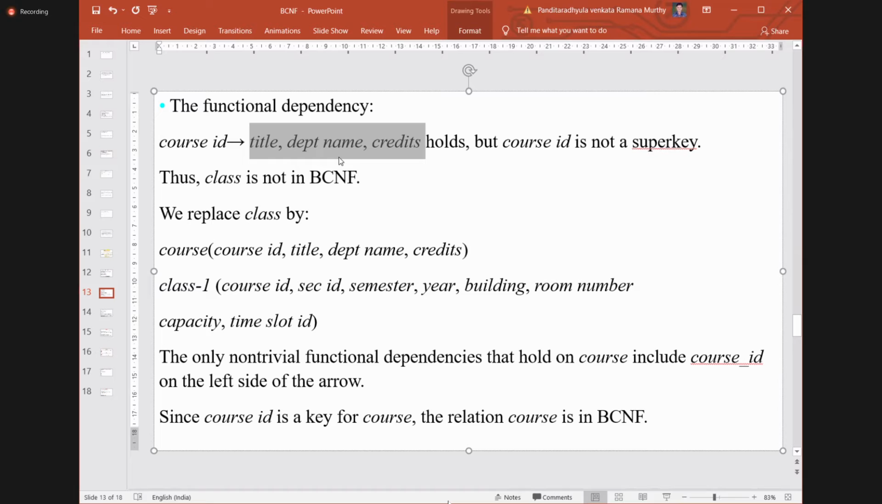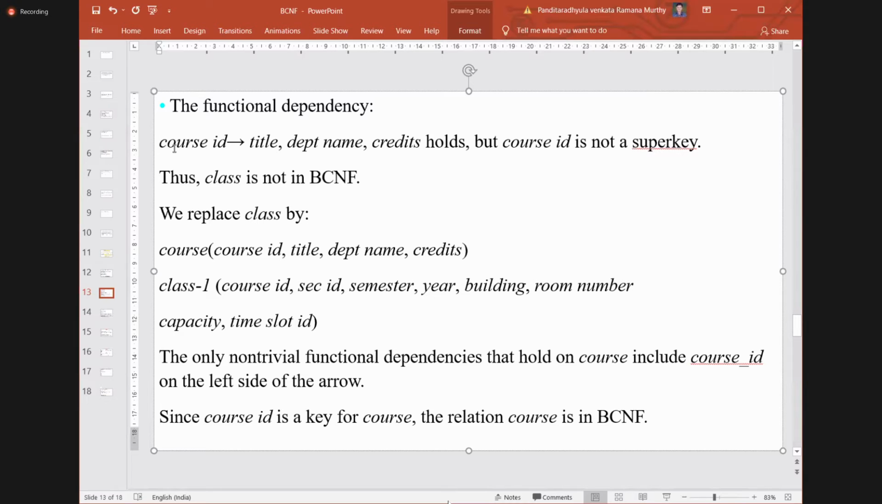But we have another rule also. What is the other rule? Be careful here: whatever is on the left-hand side or right-hand side may look like two words, for example course ID. For readability I did not use an underscore, but consider it a single word, course underscore ID. Right. So what is the second rule? At least course ID must be a super key.